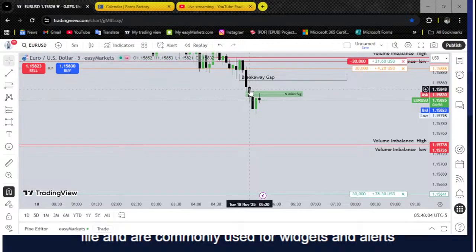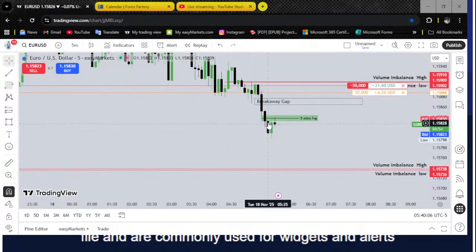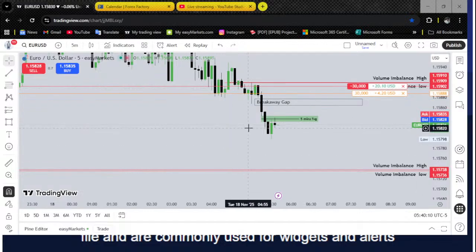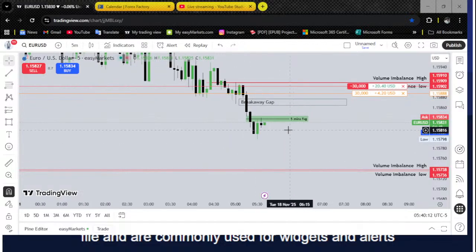This one is a favorable gap. It's not a second distribution because there's no short-term high taken here. So I expect this candle to touch the low of that favorable gap. You can see this candle just touch the conclusion of that favorable gap.